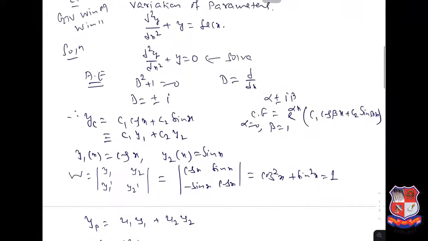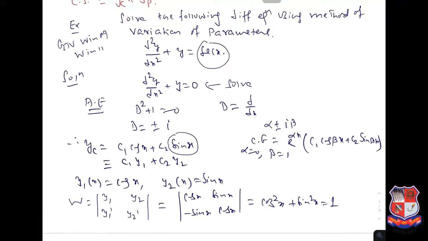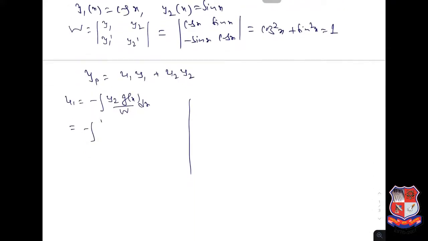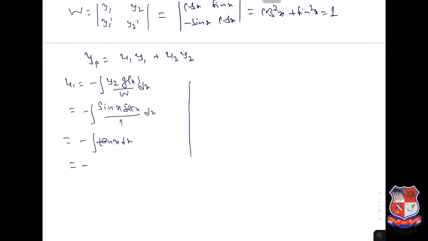Now what is y2? y2 is sin x, g(x) is sec x. So sin x times sec x, and W is 1. So this is equal to minus tan x. Sec x is 1 upon cos x, and now the standard integration of tan x is log of sec x. So this is the value of u1.